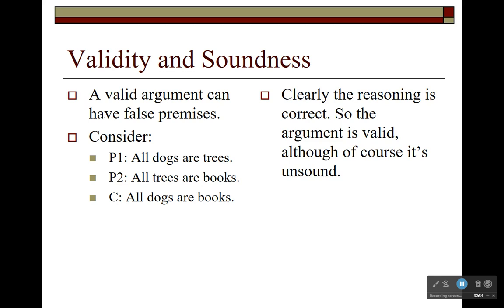Again, we make this distinction between the correctness of the reasoning on the one hand and the truth of the statements in the argument on the other hand, the truth of the premises. Those are two different issues. And to recognize that and to keep that in mind and to be attentive to that distinction when you're evaluating arguments, that takes a little bit of practice. It's a subtle distinction. But that's why I'm giving you lots of examples and giving you lots of practice with this distinction.